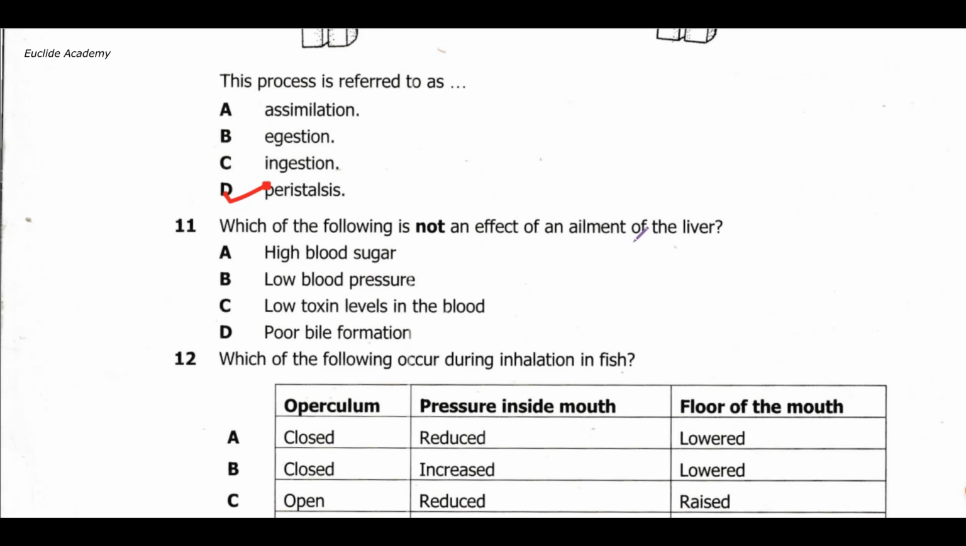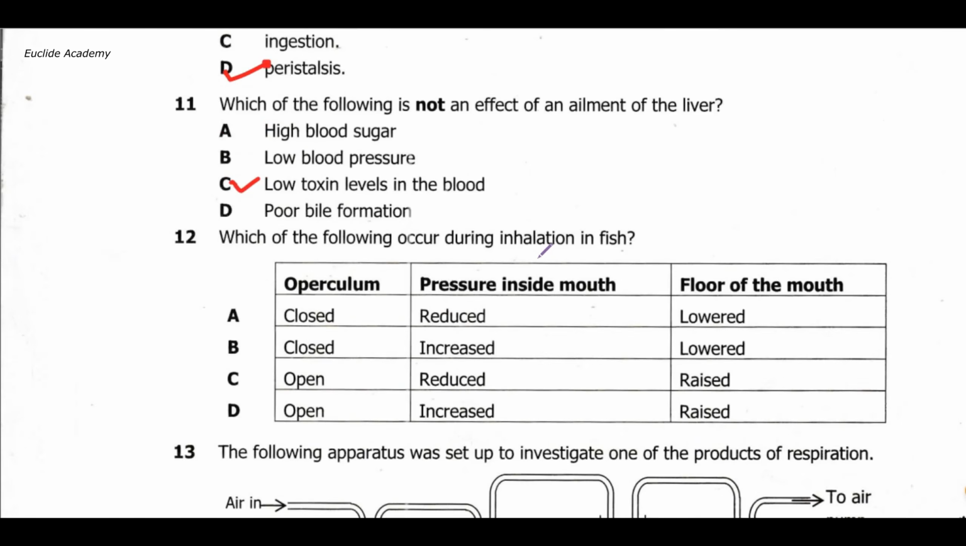Therefore, we expect a number of complications such as high toxin levels in the blood. But if you have low toxin levels in the blood, that means your liver is fine. So C is not an effect of an ailment of the liver. Low toxin levels in the blood. Poor bowel formation is an effect. Low blood pressure is an effect. High blood sugar is an effect.